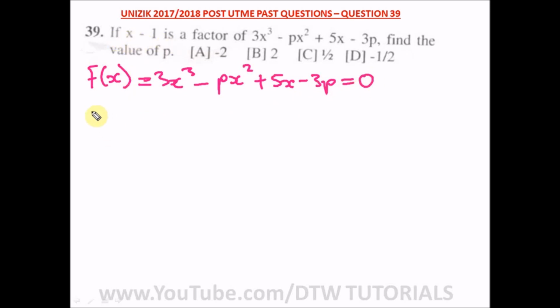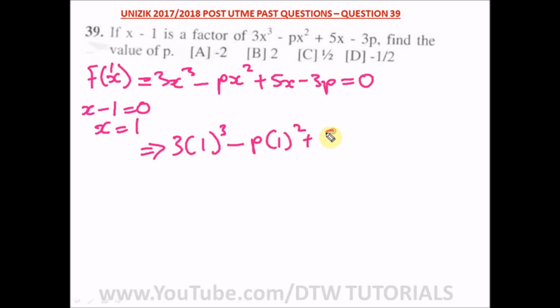So here they've said the factor is x minus 1, which you equate to 0, and you have x equal to 1. That's x minus 1 is the factor of this equation. So all we need to do now is put x as 1, so f(1). What do we have here? We have 3 bracket 1 raised to power 3 minus p bracket 1 raised to power 2 plus 5 bracket 1 minus 3p equal to 0.